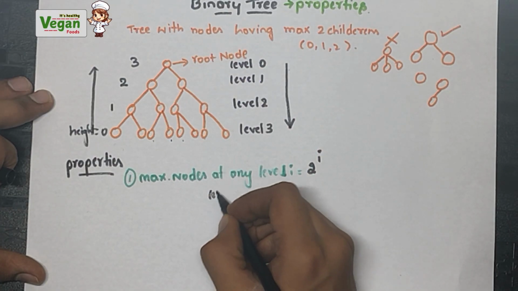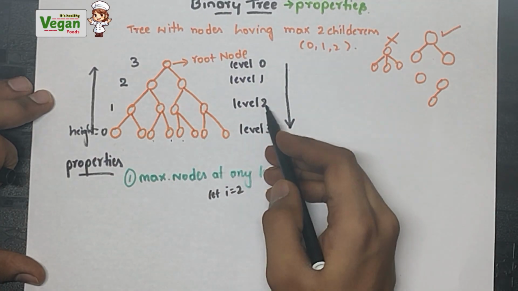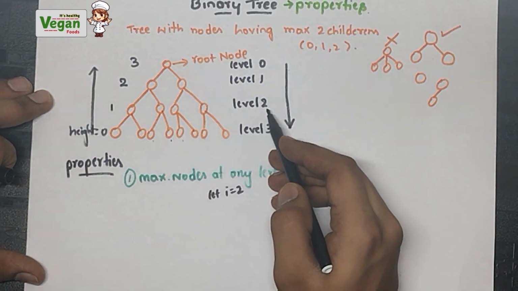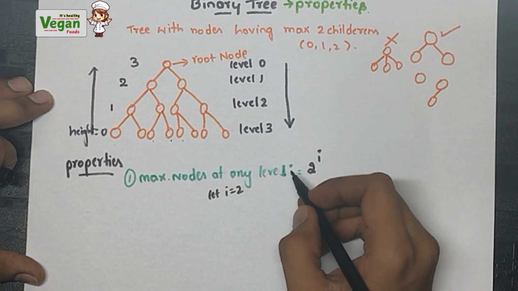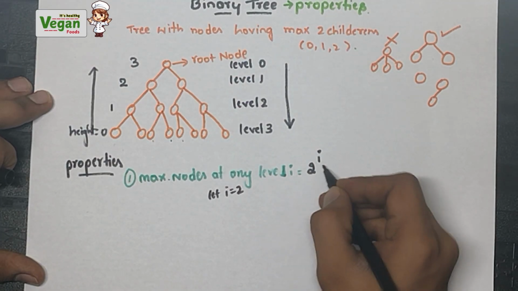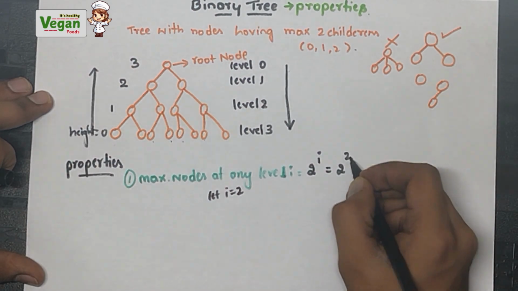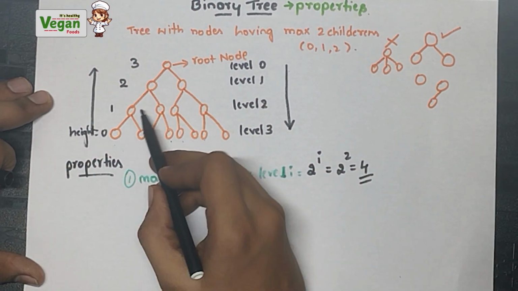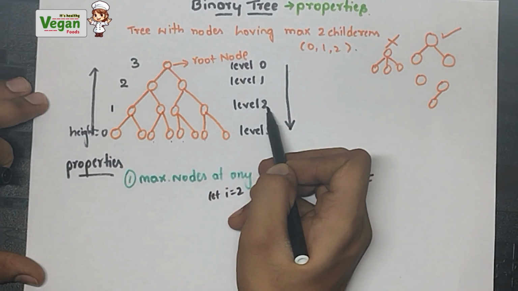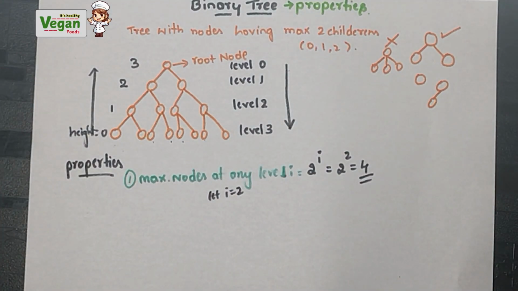So let i be equal to 2. Let's check how many nodes there will be at level 2. Maximum nodes: substitute i as 2. 2 power 2 is equal to 4. See, 1, 2, 3, 4. At level 2 there are 4 nodes.